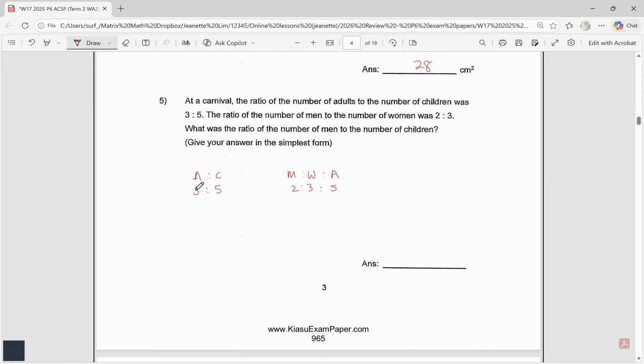So what we want to do is to make the common base equal by finding a common multiple. The common multiple of 3 and 5 is 15. So the first one you multiply by 5, so you get 25. Then the other one you multiply by 3, so 6, 9, and 15. Okay, so you want a ratio of men to children. Men is 6, children is 25. Take note that I only find what I need to find after your common base is the same.